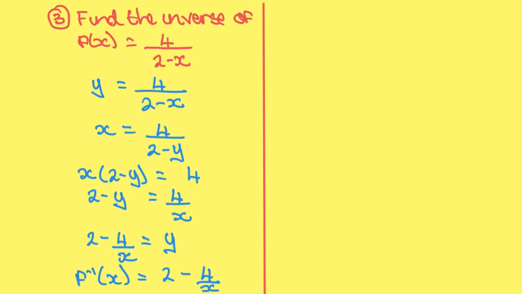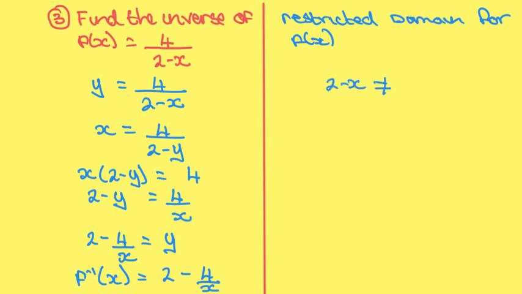In this example, we have a restricted domain for f of x. 2 minus x cannot equal 0. Therefore, x cannot equal 2.